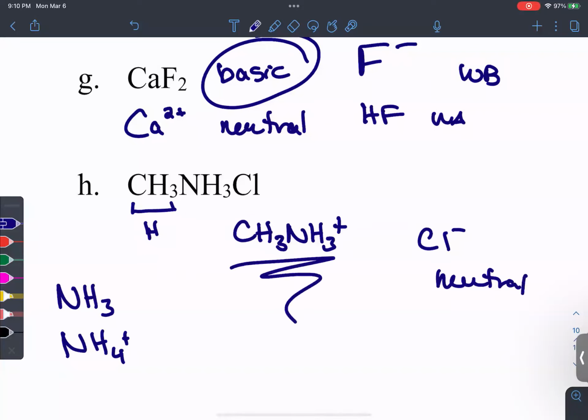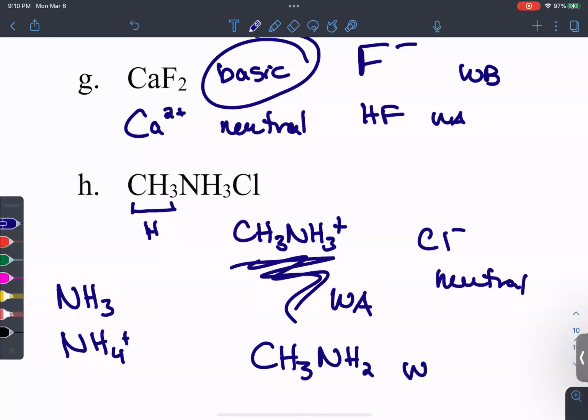All right, then what is that? Just squint your eyes. What does it look like? It looks like NH4 plus, doesn't it? So that means this cation is what, an acid or a base? It's a weak acid, yes, because methylamine, CH3NH2, is a weak base. Right? Okay.